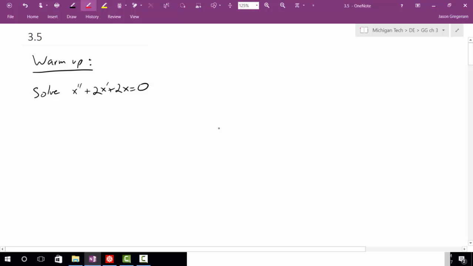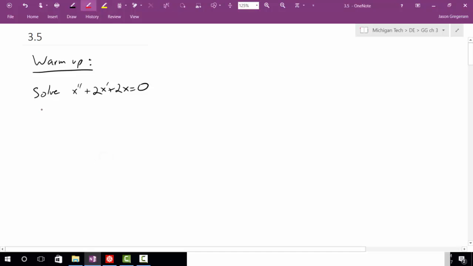All right, let's take a look at the warm-up. Starting once again with higher order differential equations. The idea is this one should be relatively quick to go through. You want to get into that flow of writing out your auxiliary equation and moving from there.